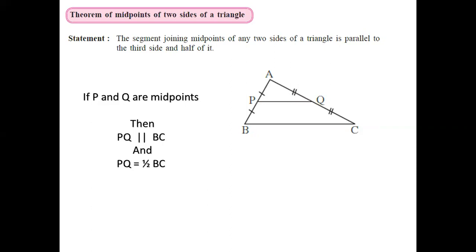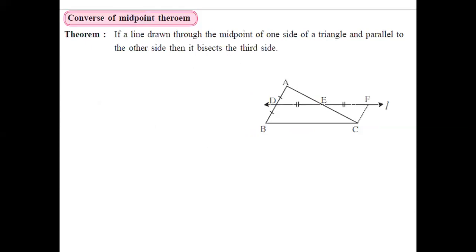All right. And then let's see what is the converse of this theorem. So the converse is: if a line is drawn through the midpoint of one side of a triangle and it is parallel to the other side, then it bisects the third side.